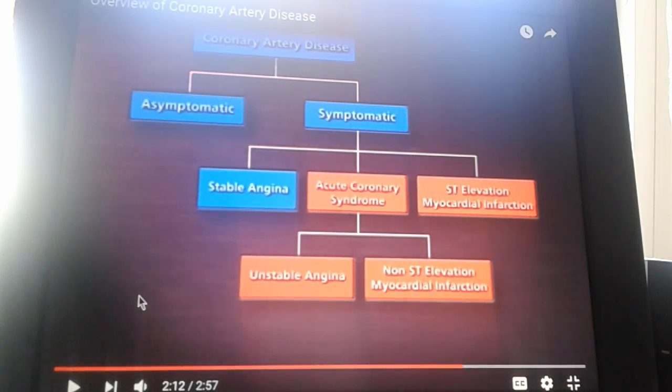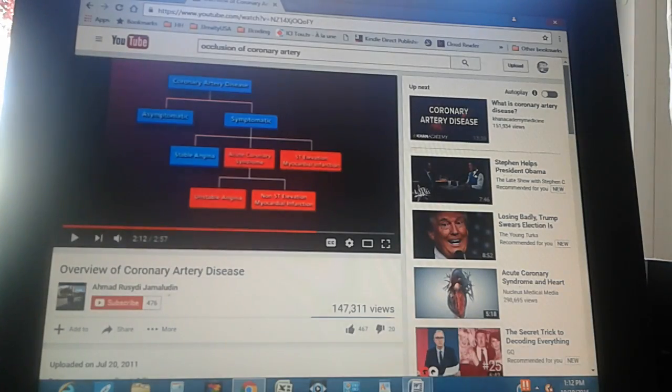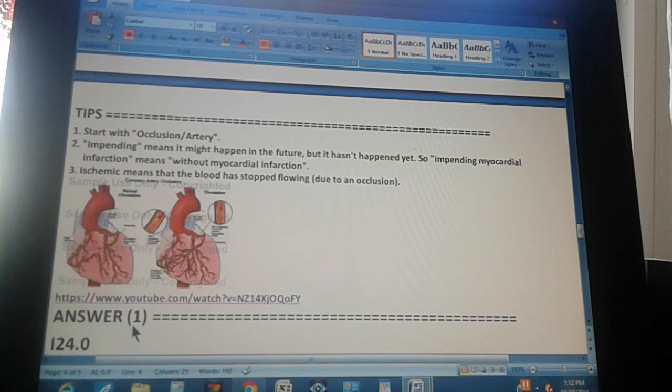Okay, that's the video. And remember that the guy says, when the thrombus occludes, that means that's the occlusion we're talking about. Occludes means blocking, okay? All right, so now that you understand what they're talking about, let's go back to our problem. You know what we're talking about with occlusion, and you know the answer already, that is I-24.0.